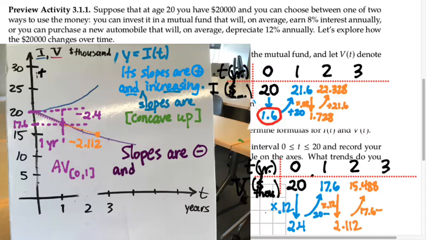The slopes are increasing. And if the slopes are increasing, what did we say that means about the shape of the graph? Yeah, this graph is also concave up. If it were to rain on top of this curve, the water would tend to collect rather than run off.